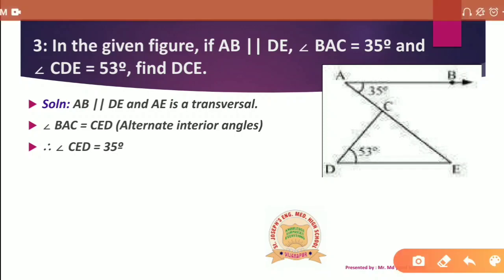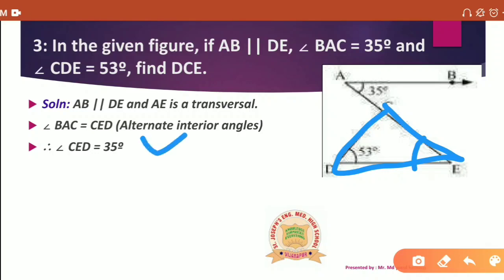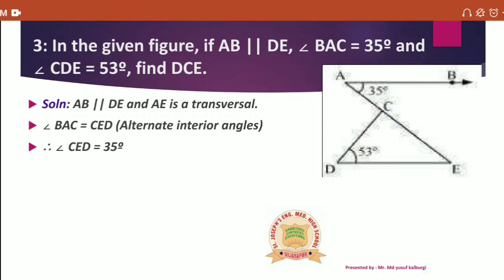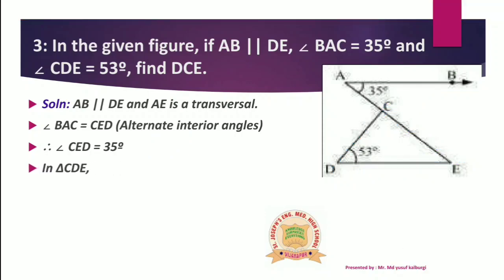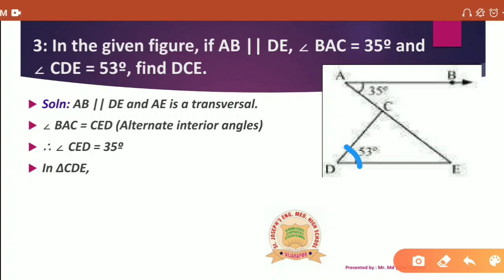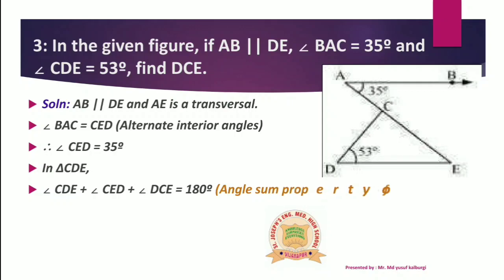Now in triangle CDE, just observe this triangle. We have found one angle, and one more angle they have given. By applying the angle sum property, can we find the third angle? Yes, obviously we can. So let us apply it. In triangle CDE, angle CDE plus angle CED plus angle DCE is equal to 180 degrees. We have written it: CDE plus CED plus DCE is equal to 180 degrees.